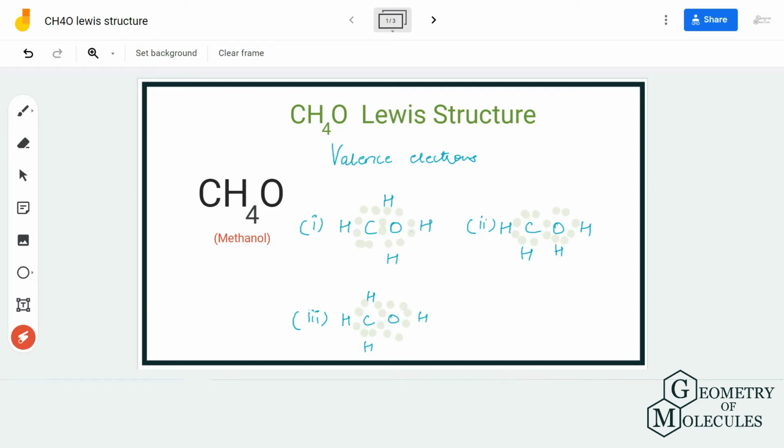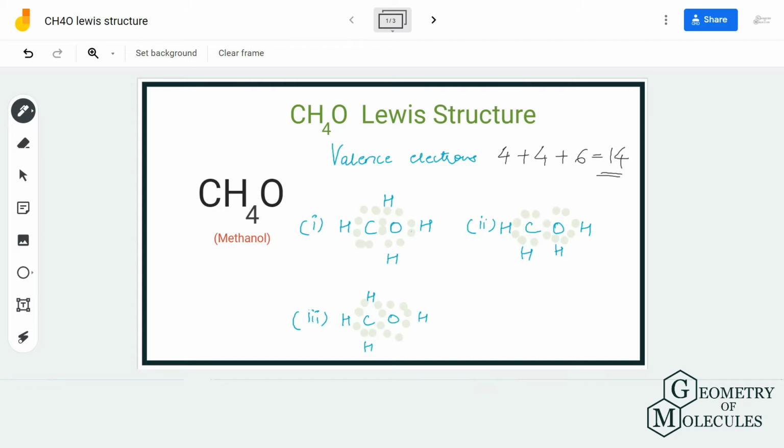In today's video, we are going to help you find out the Lewis structure of CH4O. To start with it, we first need to know the number of valence electrons for this molecule. We have one carbon atom over here, which means 4 valence electrons, 4 hydrogen atoms over here, again 4 valence electrons, and we have one oxygen atom over here, which means 6 valence electrons. So in total, we have 14 valence electrons for this molecule.